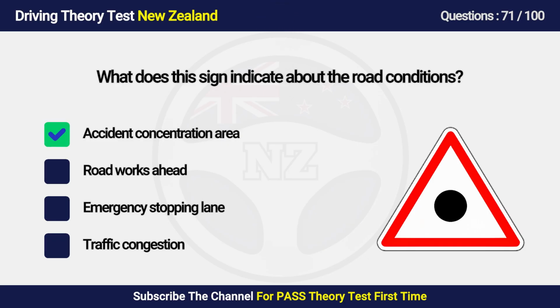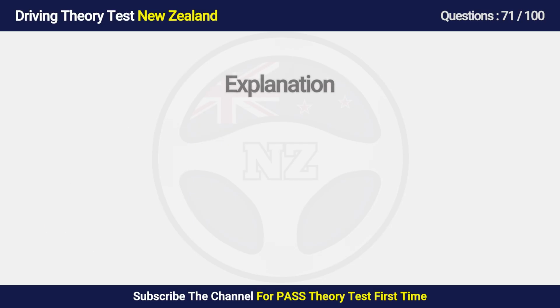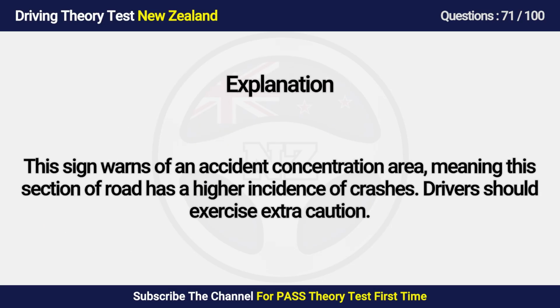Answer is A. Accident concentration area. This sign warns of an accident concentration area, meaning this section of road has a higher incidence of crashes. Drivers should exercise extra caution.